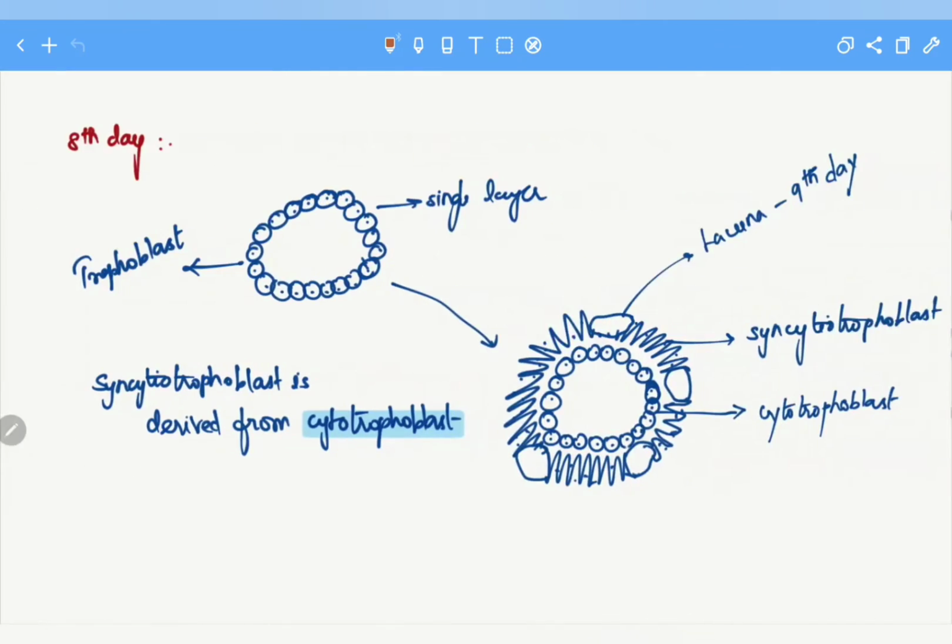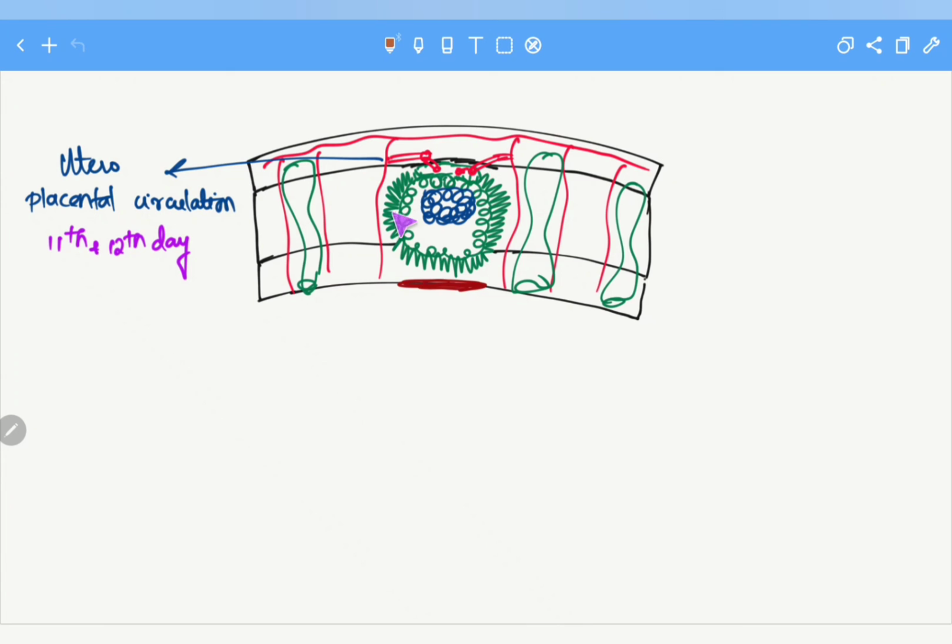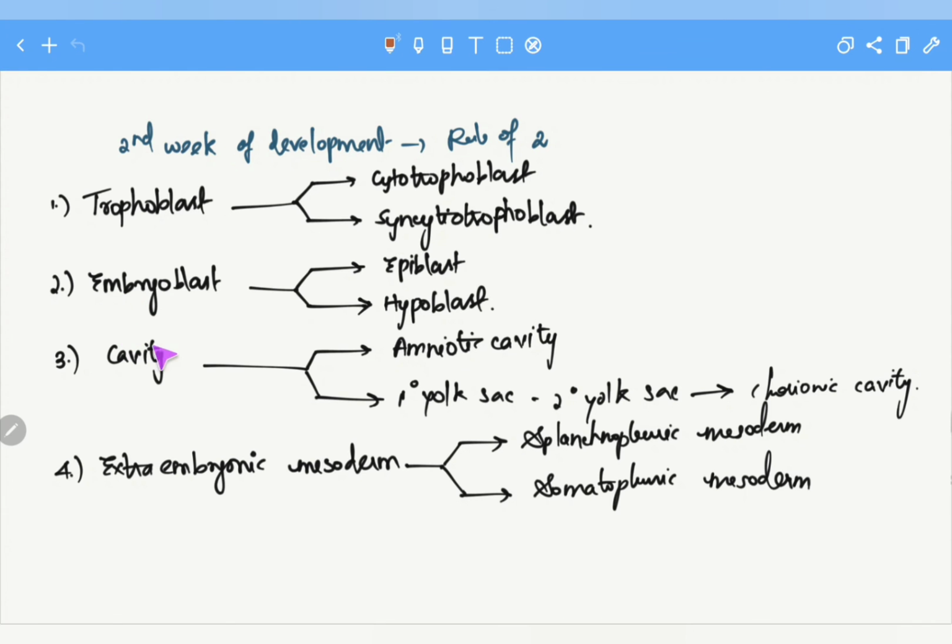After being embedded within the endometrium, some of the spiral arteries give branches to the lacunae so that the maternal blood starts circulating within the lacunar spaces of the blastocyst. So the maternal blood travels all through the blastocyst and starts supplying it. This is the initiation of the uteroplacental circulation, which happens during the 11th and 12th day of intrauterine life. Of course, at the same time, the embryoblast splits into the epiblast and the hypoblast.